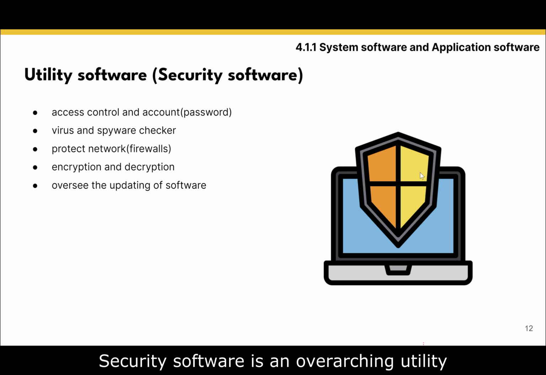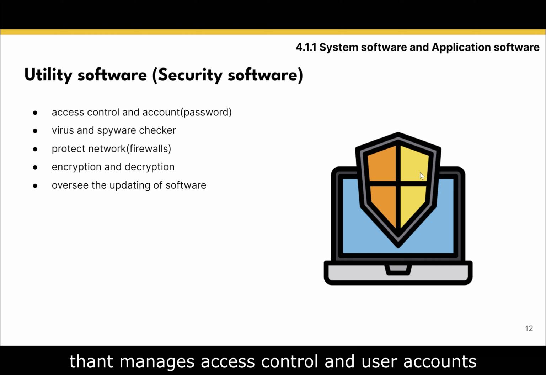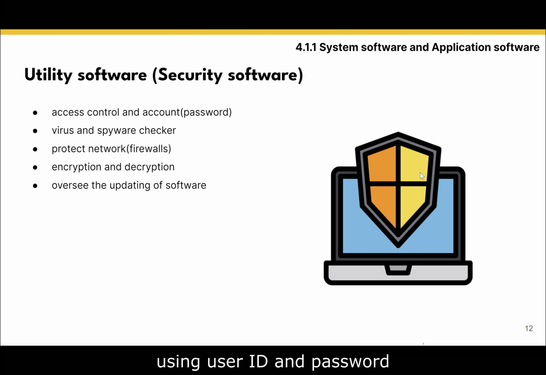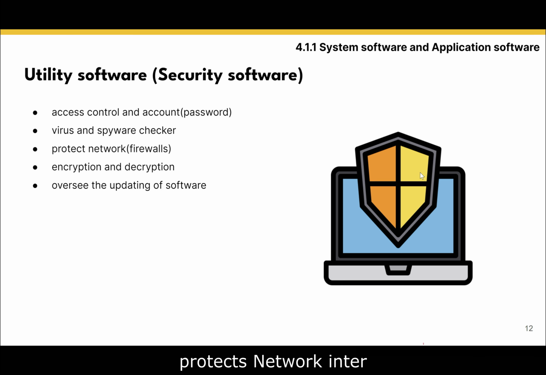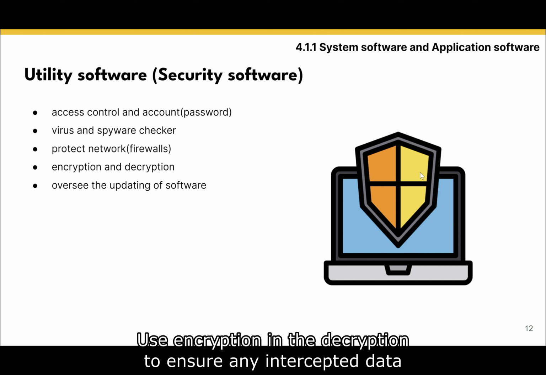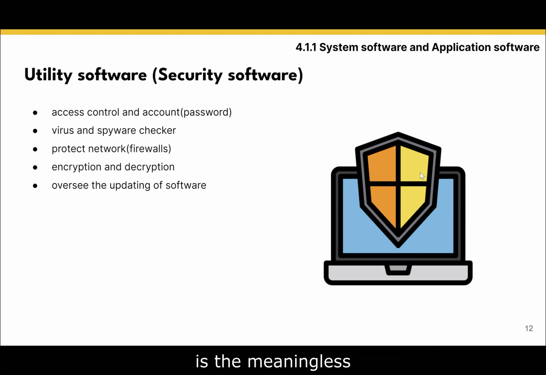Security software is an overarching utility that manages access control and user accounts using user ID and password. It links into other utility software such as virus checkers and spyware checkers, and protects the network interface through the use of firewalls. Use encryption and decryption to ensure any intercepted data is meaningless without a decryption key. It oversees the updating of software. Does the update request come from a legitimate source?